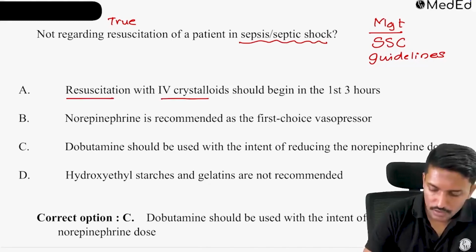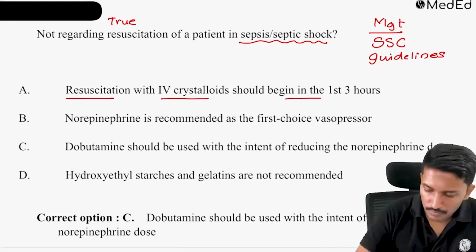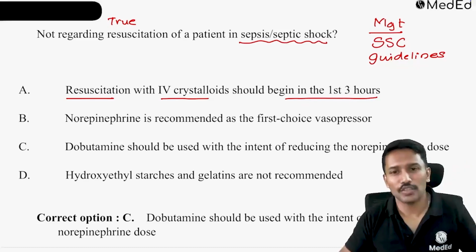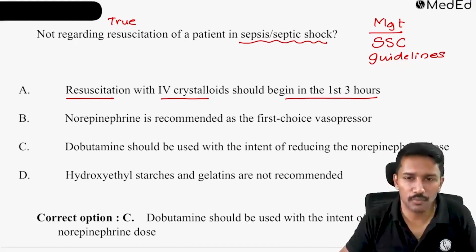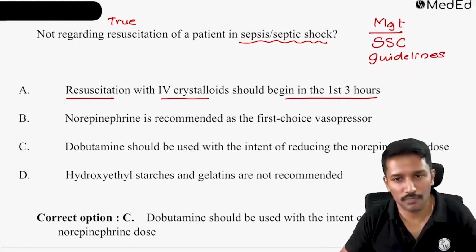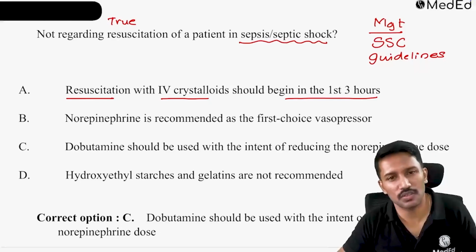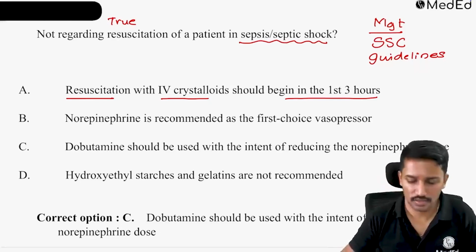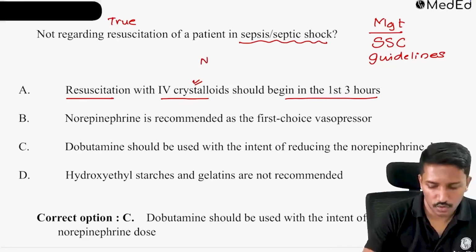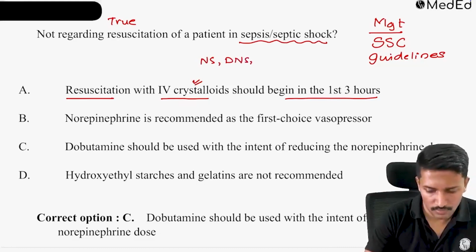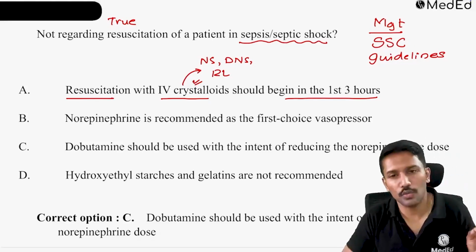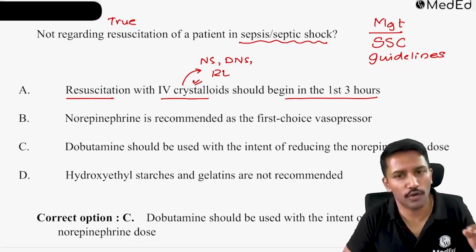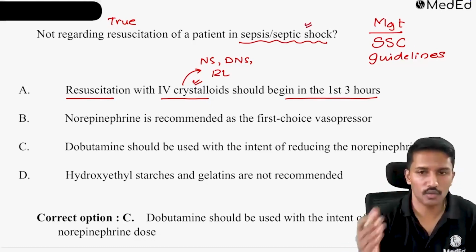Resuscitation with IV crystalloid should begin in the first 3 hours, preferably as soon as possible, right? No delay anticipated or acceptable, but if very challenging, at least within 3 hours, we should start giving the patient crystalloids. What are crystalloids? Like your normal saline, dextrose normal saline, ringer lactate, these are all considered crystalloids. They are isotonic to your plasma and they do not contain any high molecular weight substance. They are the ones preferred for resuscitating once the patient has gone into septic shock or is in sepsis.